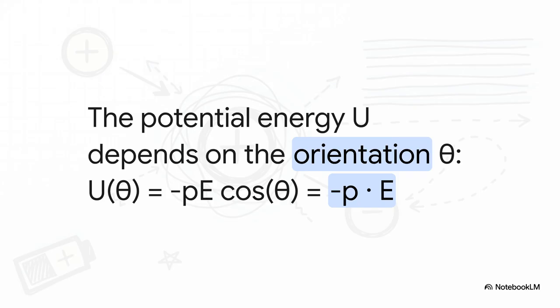And this twisting leads to another beautifully simple result. The potential energy of the dipole doesn't depend on where it is, but entirely on how it's oriented. The energy is lowest, meaning it's most stable, when it's perfectly aligned with the field, and it's highest when it's pointed exactly against the field. Mathematically, we write this as the negative dot product of the dipole moment and the electric field. The dot product is just a handy mathematical tool that captures this dependence on the angle.